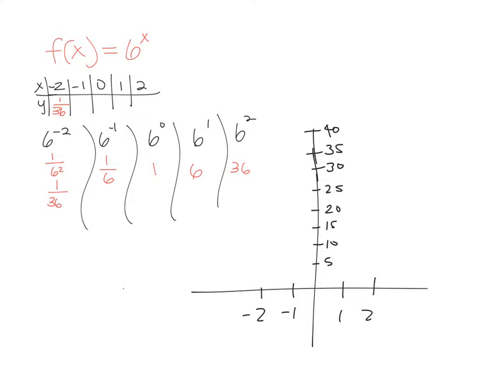Okay. All right. So negative 2 and 1/36 means that it's really close to my x-axis. Negative 1 and 1/6 is a little bit bigger, but still pretty close to my x-axis. 0, 1 puts my point about a fifth the way up that line. 1, 6. And 2, 36, so there's a big jump there.